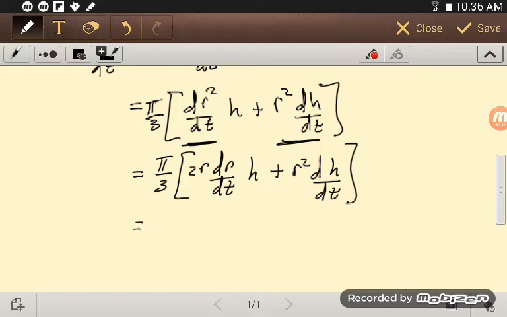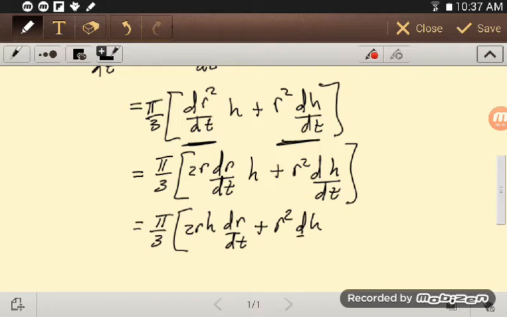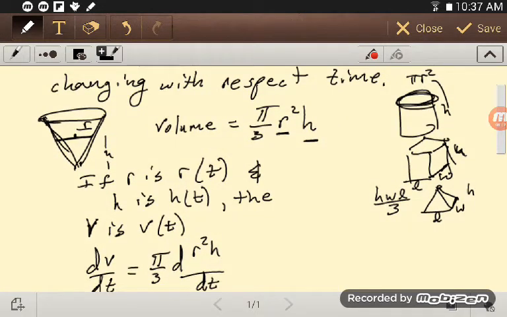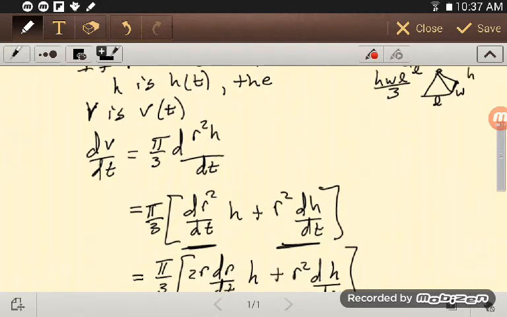And so if I clean things up a little bit so they look better, I have pi over 3 times 2rh dr/dt plus r squared dh/dt. Now, if I knew more about the cone, I could have written either r in terms of h or h in terms of r, but I would have to know more about the cone.